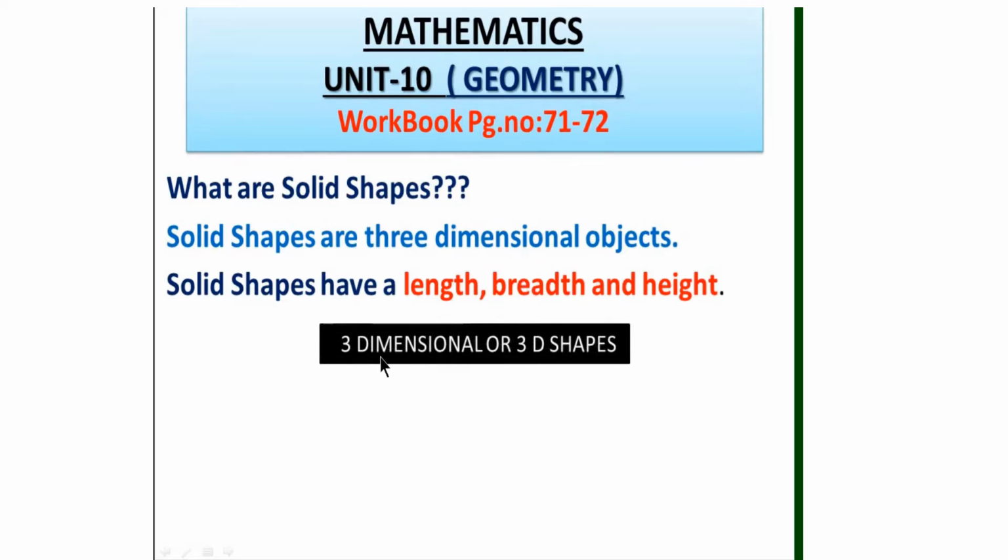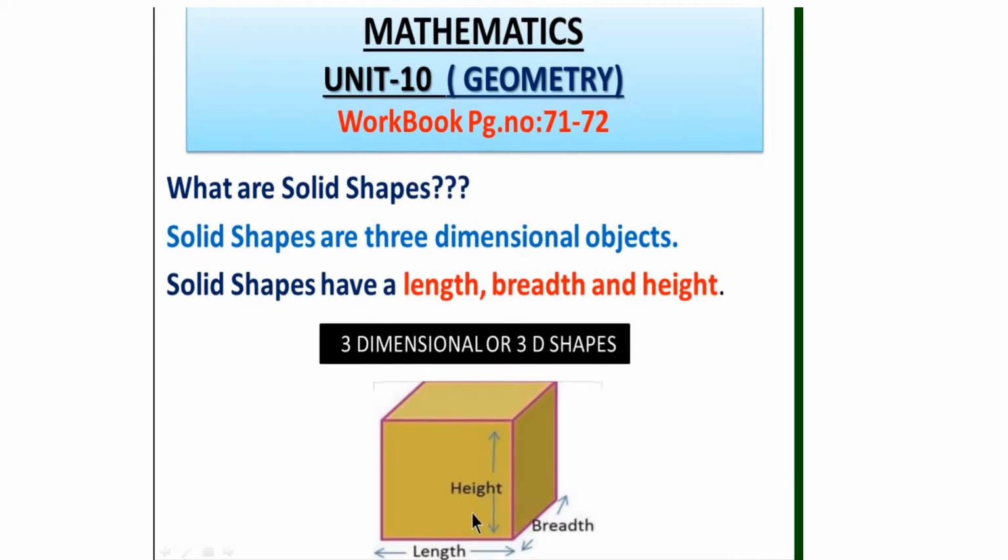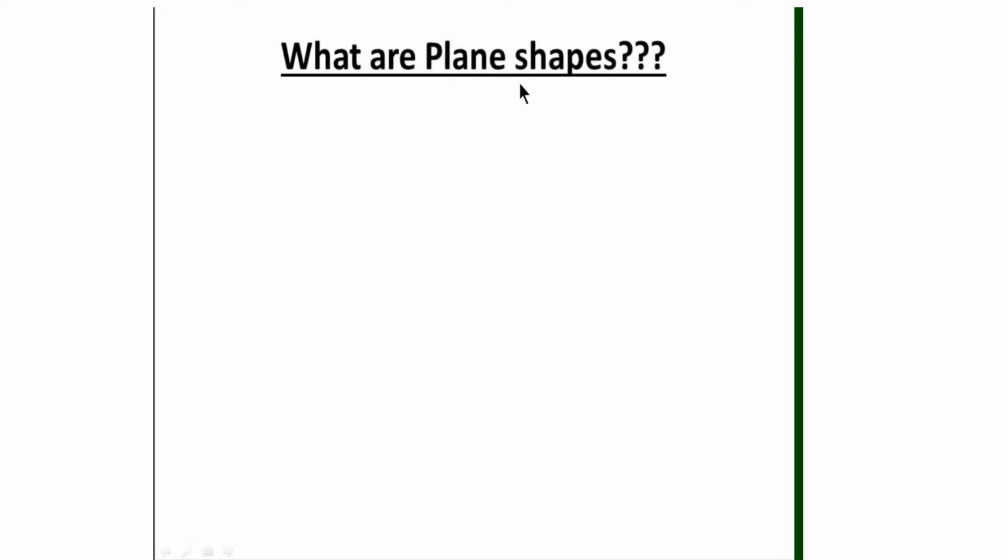I will show you some examples of solid shapes. Three dimensional, or we can call them 3D shapes. Let me show you an example. What is this? This is a cube. Its face looks like a square, but it is a cube. It has length, breadth, and height also, so we call this a solid shape.